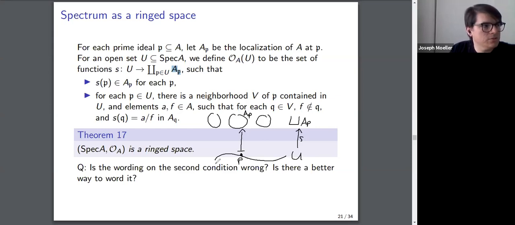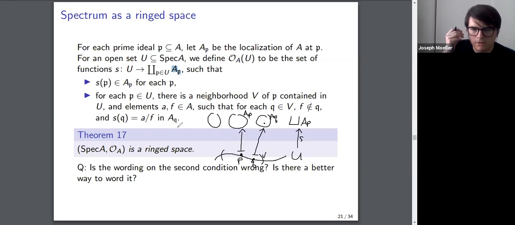And when I looked at other sources, they describe this definition differently, and so I can't directly compare it. But let's just look at it together. Hopefully somebody can correct it, maybe John. So you have a point P. There is a neighborhood V of P, so let's call this V, contained in U, and there are elements A and F in A, such that for any Q, so you pick another point, and let's call this Q, F is not in Q, yet S of Q, that means where this point goes, the point in here that it goes to, has to be A divided by F.